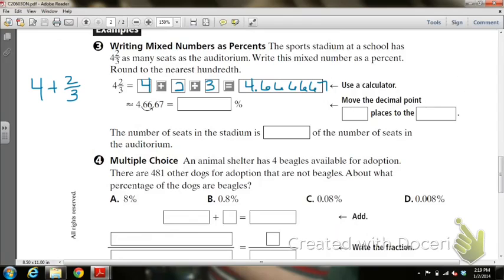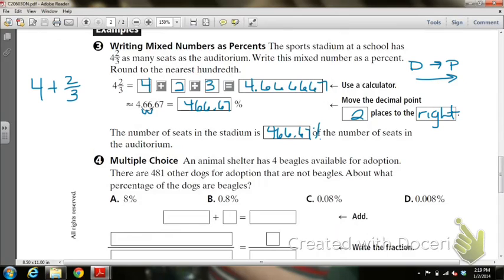So if we want to turn this into a percent now, to go from decimal to percent, that's alphabetical order, so I'm going to go to the right. So 2 places to the right, and it's 466.67%. Move 2 places to the right. So the number of seats in the stadium is 466.67% of the number of seats in the auditorium, which makes sense. A stadium would be much bigger than an auditorium, so it's going to hold a lot more seats.